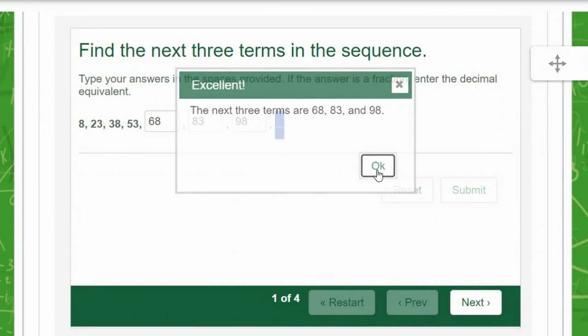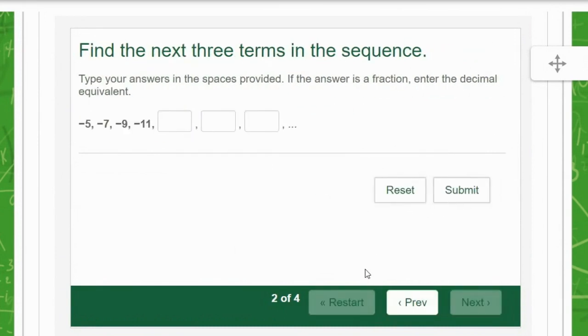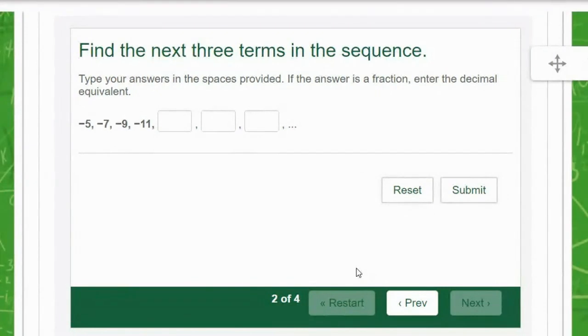All right, let's see if I can make it a little tougher. Here's the next one: -5, -7, -9, -11.